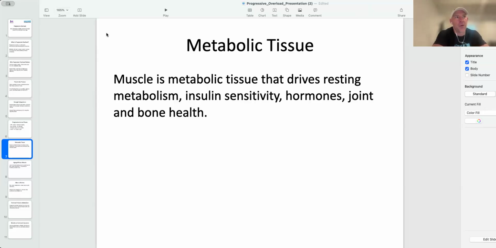Well, the more adipose tissue you carry, the more impactful it's going to be on your hormones, their sensitivity, and the functionality of it long term. So you want to have that good ratio of lean tissue in comparison to fat mass. So insulin sensitivity, hormones, joint and bone health, those are all going to be big impactful components of metabolic tissue.